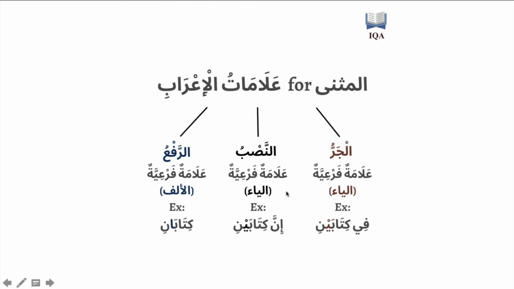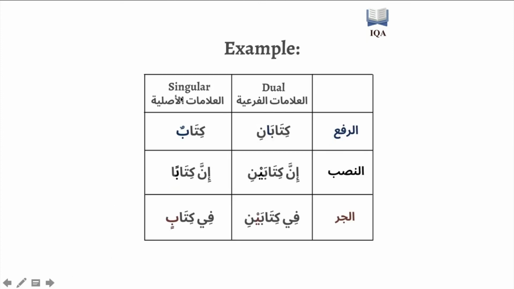What's going to let you know whether it's mansub or majrurun is the thing that comes before it, whether it's something that makes the word that follows it mansub or majrurun, but its sign itself is the same. The rafa', instead of taking the dhamma, it takes an alif. So if you want to compare this to the singular noun, it looks like this. The singular noun takes the alamat asliya, it takes the original sign. So the dhamma for the rafa', the fatha for the nasb, and the kasra for the jar.